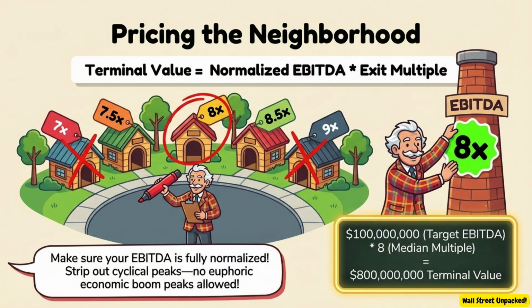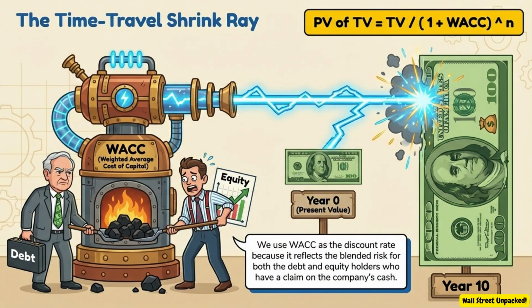Let's say our company is projected to generate a nice, stable, normalized EBITDA of $100 million in its final year. And our research into similar companies shows that they're trading at a median of, say, 8 times their EBITDA. Well, the math is super easy. $100 million times 8 gives us a terminal value of $800 million. Done. Fantastic work. We've just calculated this massive future value using 2 completely different methods.